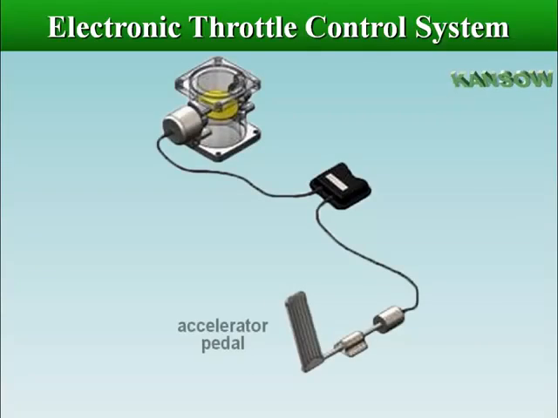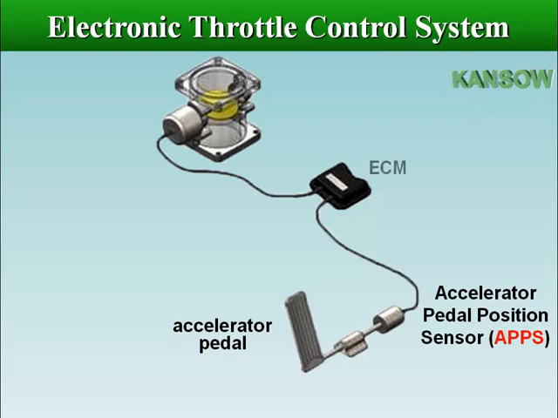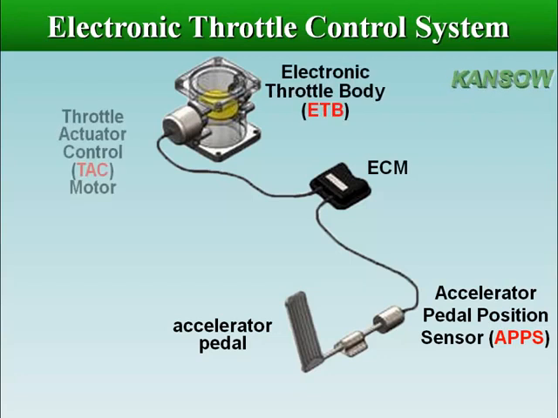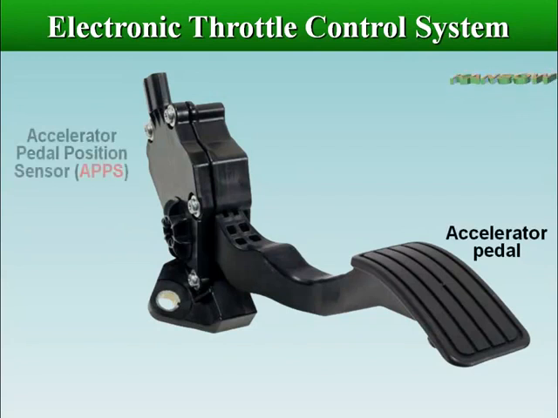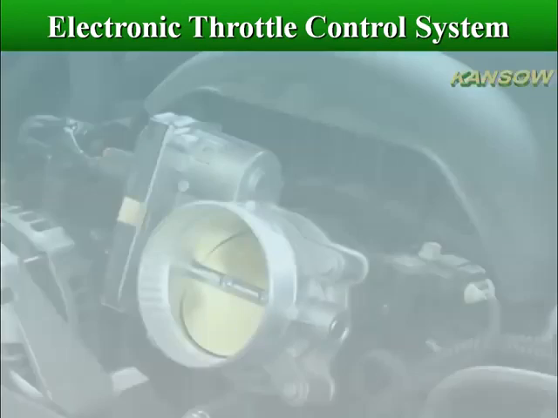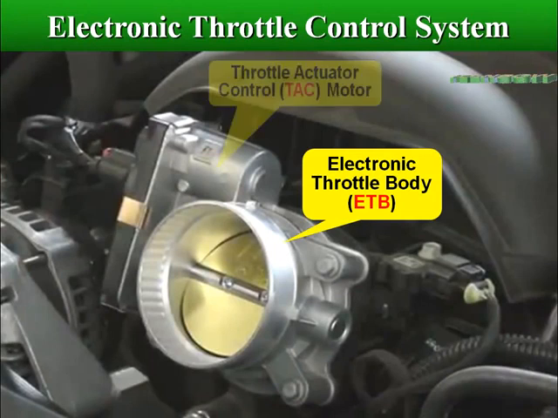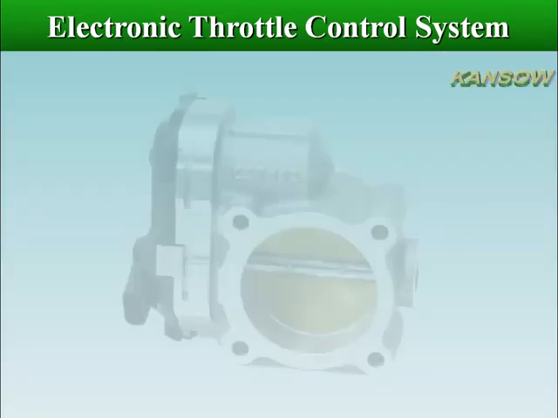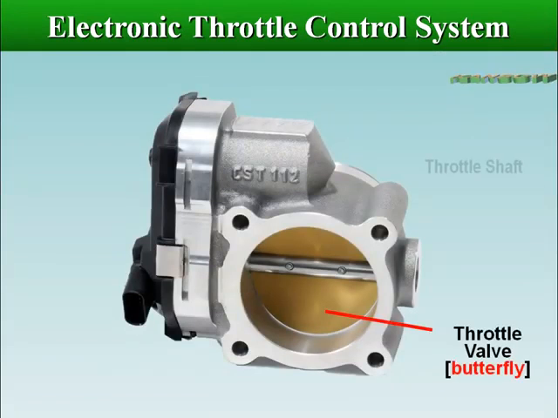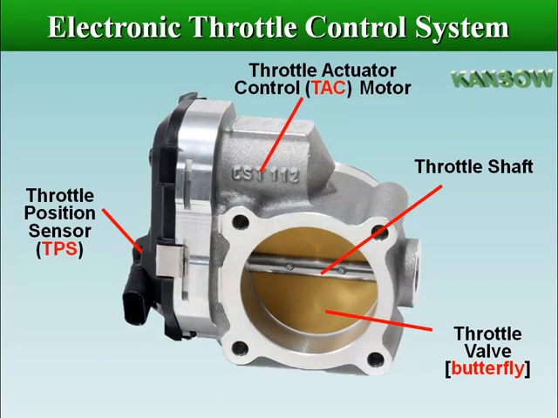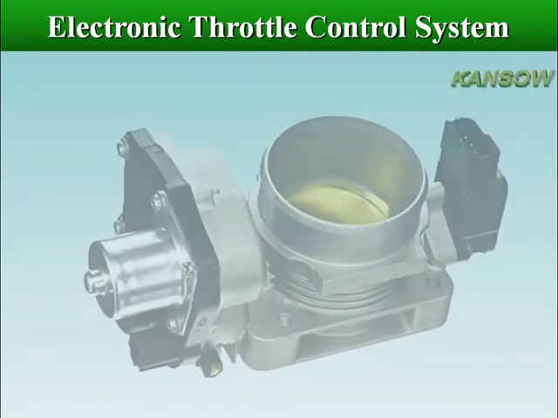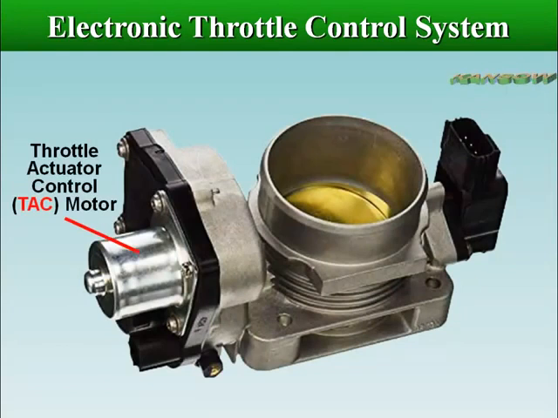Electronic throttle control is the technical name for what is known as drive-by-wire. The Electronic Throttle Control System Intelligent, ETCSI, is a system that uses the ECM or PCM to electrically control the throttle valve opening.